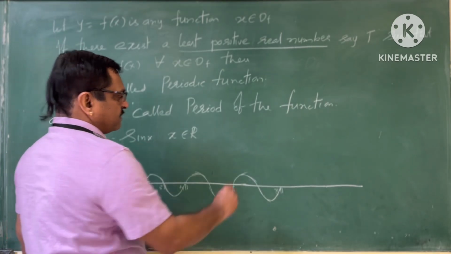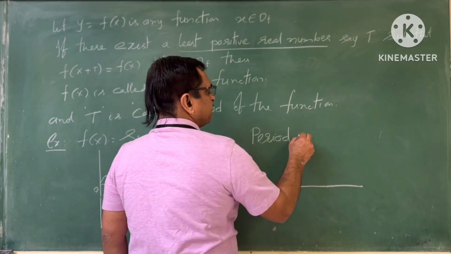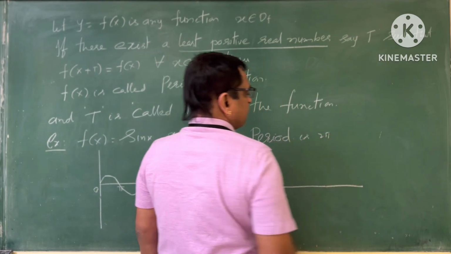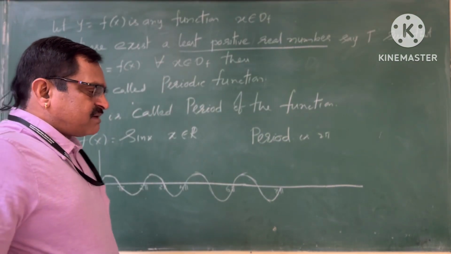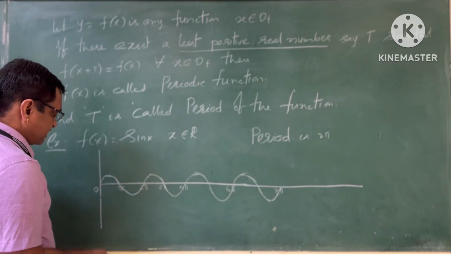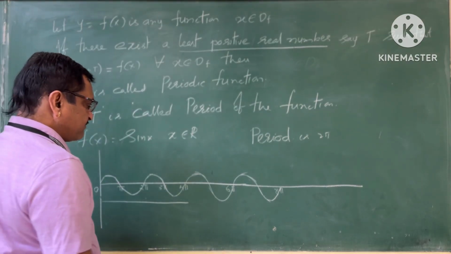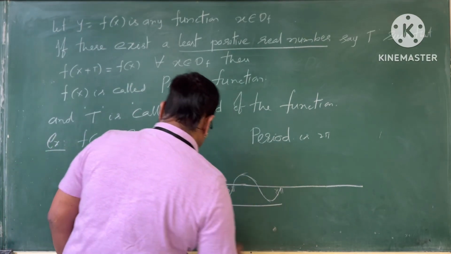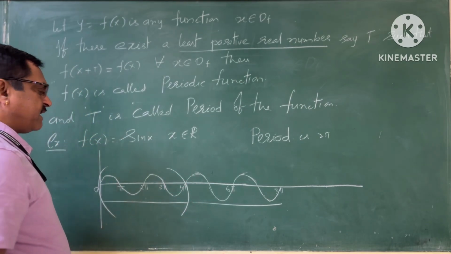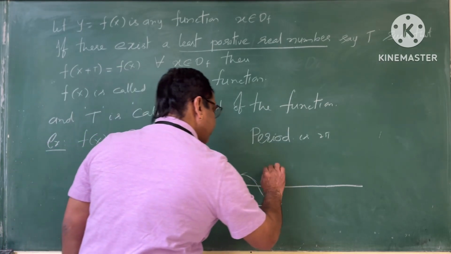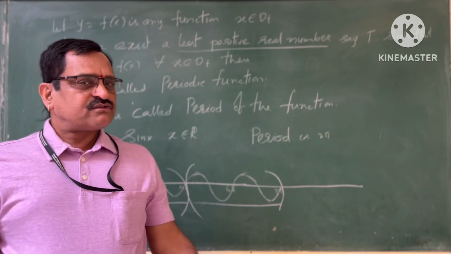Okay, that's first point, one, period is 2 pi. But if you observe carefully, why don't we say this function's period is 4 pi? Because the shape of the graph between 0 to 4 pi and between 4 pi to 8 pi are both the same. So we can take the period of the sine function as 4 pi also.